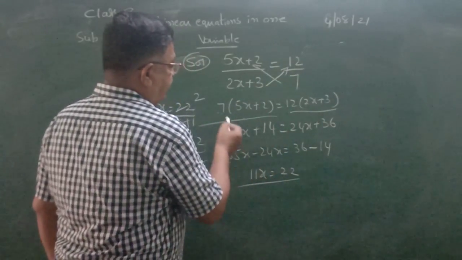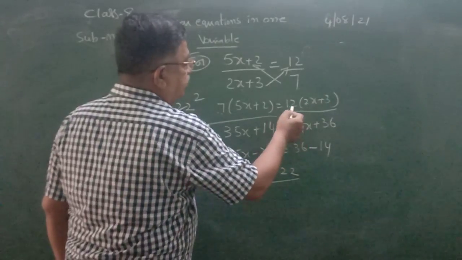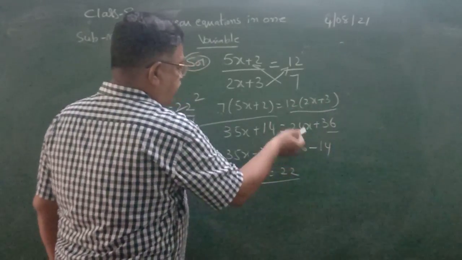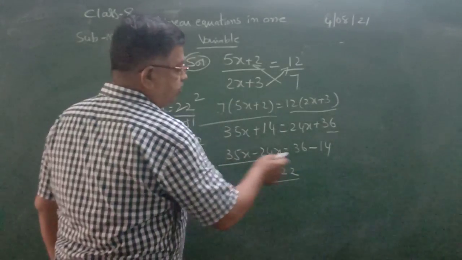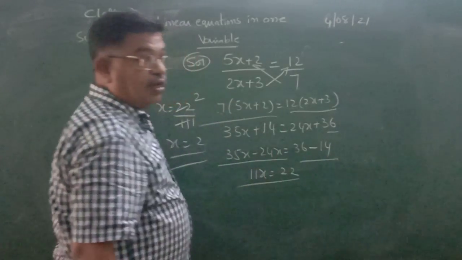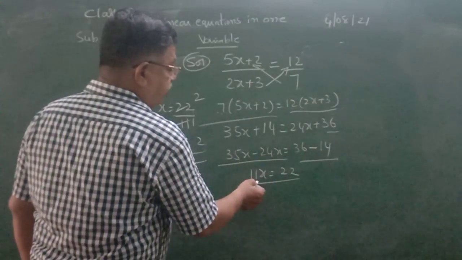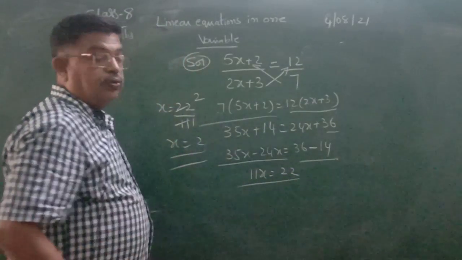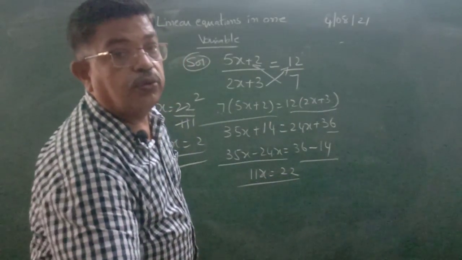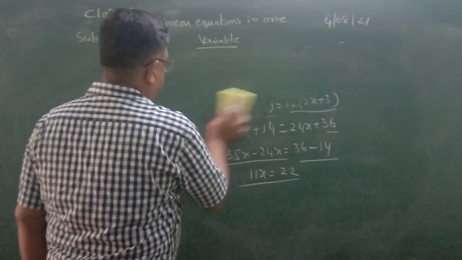7 into 5, 35x. 7 into 2, it is 14. 12 into 2x, it is 24x, and 12 into 3, it is 36. Bring like terms to one side. 35x and 24x, they two are like terms. 36 and 14, they two are like terms, which are constants. So, 35x minus 24x equal to 11x, 36 minus 14 equal to 22, and x equal to 22 by 11 is equal to 2. That is how we solve the equation.